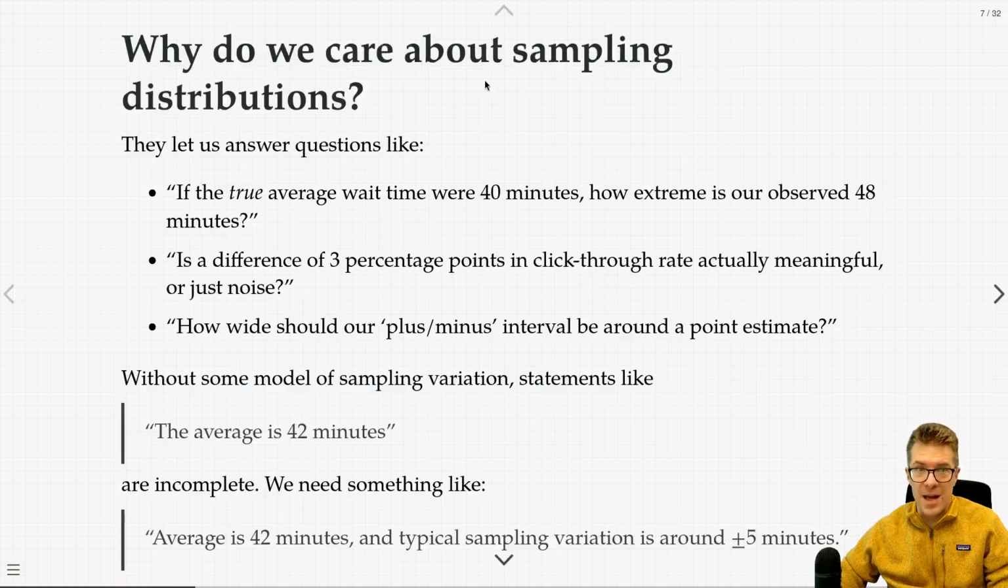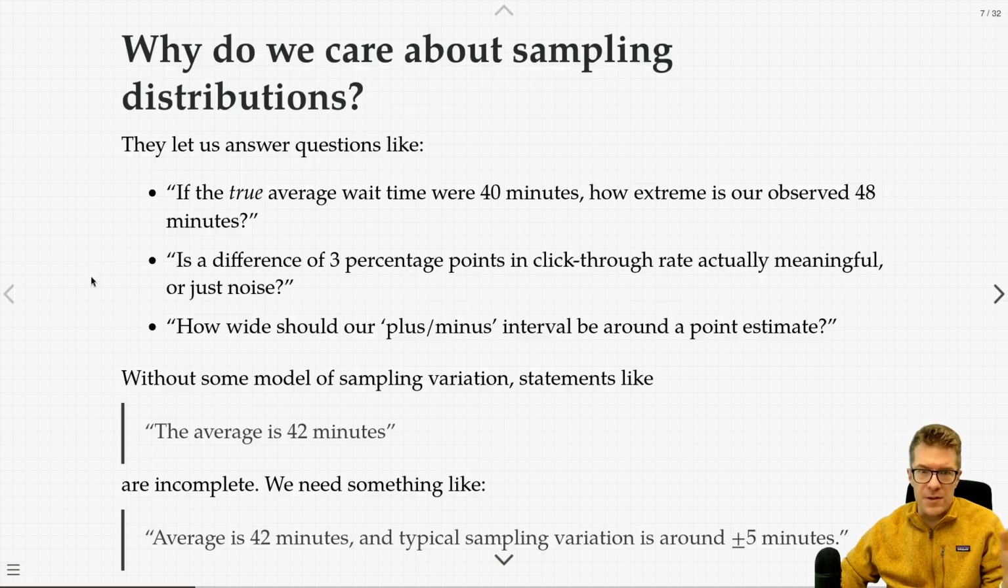So why do we care about sampling distributions in particular? Why even make the distinction? There are a couple of questions we like to ask. For example, if the true average wait time were 40 minutes, how extreme is our 48-minute observation? So there's a true data generating process behind the scenes. If we were to observe absolutely every member of the population, the wait time should be 40 minutes, but we happen to sample something that's 48 minutes. Is that extreme? Is it not extreme? If it is extreme, how extreme is it? Those are the kind of questions we'd like to ask and answer.